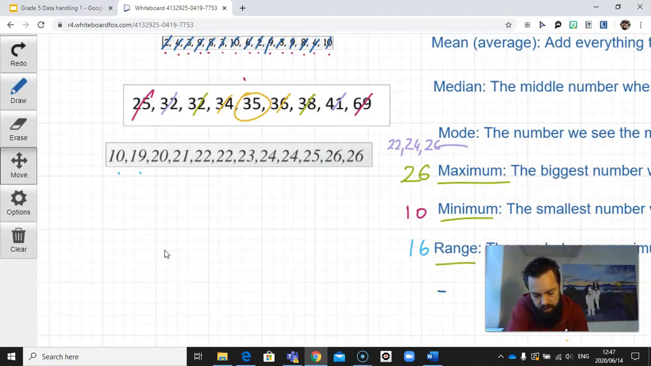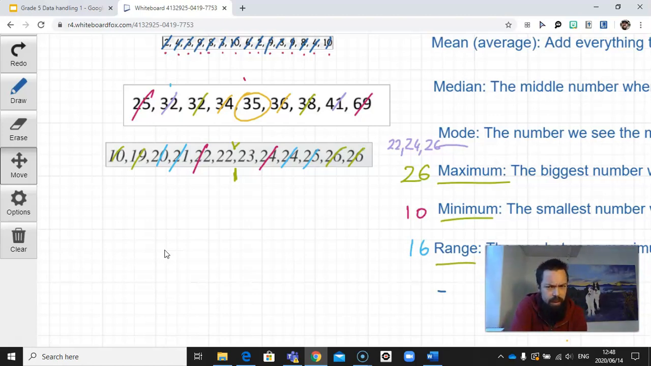So next thing is to work out the median. Remember, the median is the middle number of your ordered information, so cross out from the ends. Now I see a problem. I've got one more I can cross out from either side, and the middle is going to actually be between these two numbers. I'm going to show you how to work it out.